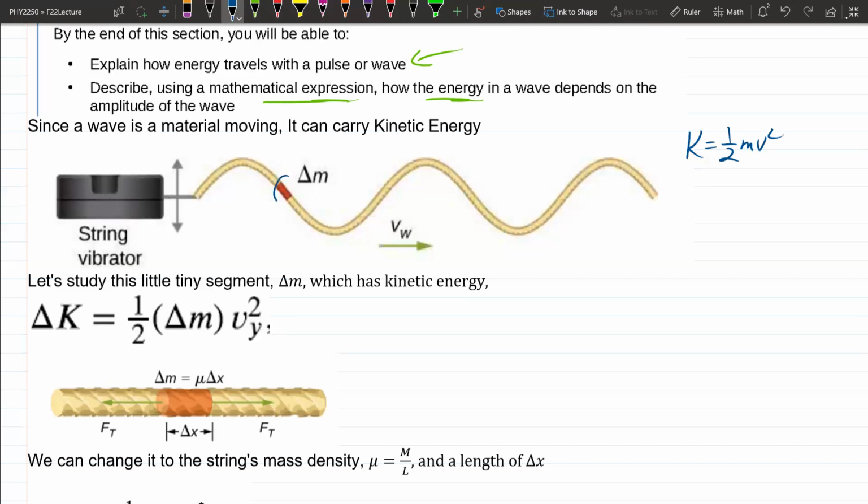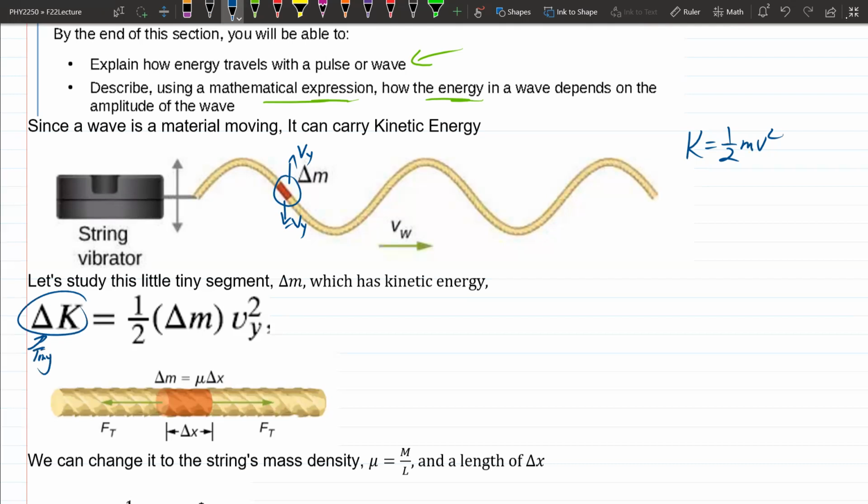Since we're dealing with this little segment, a tiny mass, this little segment is actually moving up and down with some velocity, Vy. It's only moving up and down. It's not moving left and right. The string is not physically getting moved forward. It's just wiggling up and down, up and down, up and down. So there's only motion in the Y direction. So the little tiny amount of mass has this tiny amount of kinetic energy.